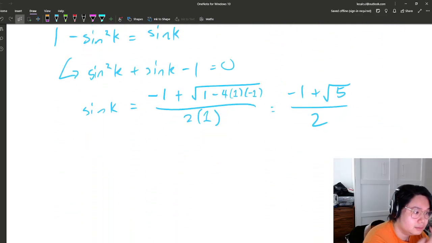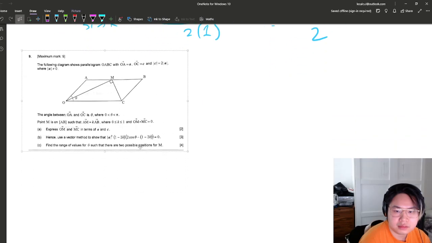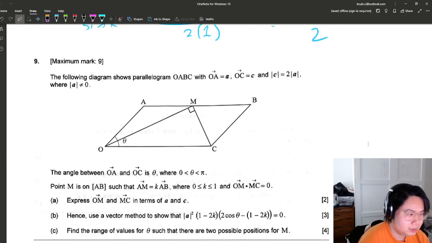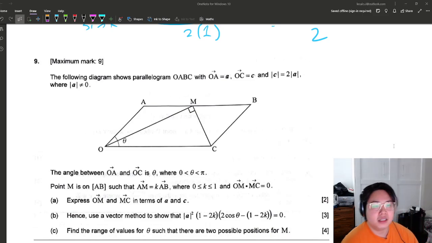Okay. Long answer? No, not yet. This looks like a vector question. Probably some adding and subtracting vector geometric stuff.